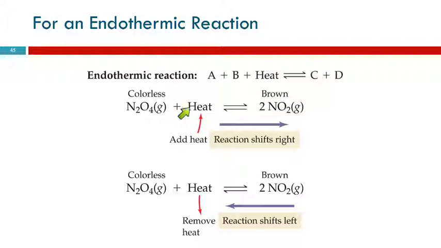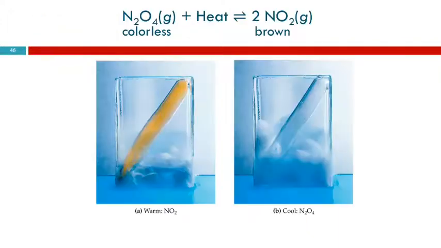In an endothermic reaction, heat is a reactant. So I add heat, the reaction shifts to the right. I remove heat, the reaction shifts to replace that by shifting to the left. This is a really neat reaction because we've got two gases here. N2O4 is colorless and NO2 is brown. And so you can actually see what's happening.